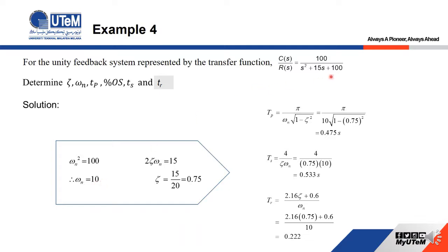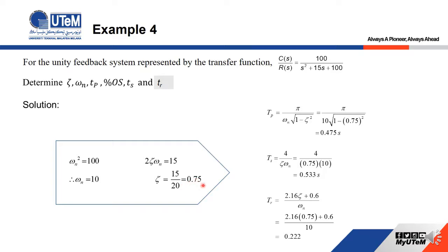Then this component 15. If we compare with the general transfer function for the second order system, this part is 2 zeta omega n. So 2 zeta omega n here is equal to 15. We already calculated omega n, so we just put it here and then we get the value for zeta, the damping ratio, which is equal to 15 divided by 20, or 0.79.